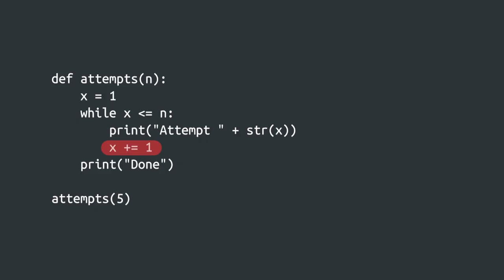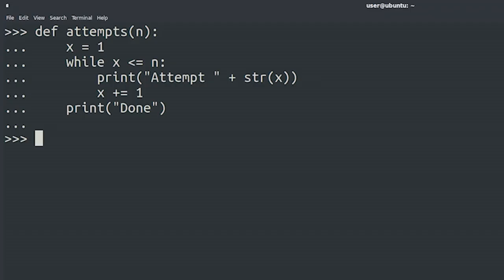x += 1 is a shorthand version of x = x + 1. You can use either expression since they both mean the same thing. The process continues until the result of the comparison isn't true anymore, which happens when x is bigger than n. In our current example, this would be when the value of x is 6. Let's see it in action.